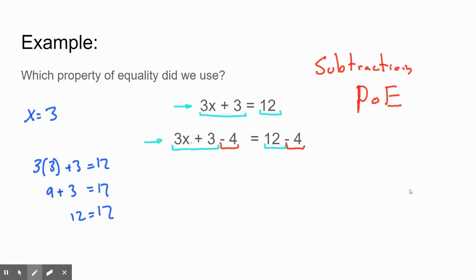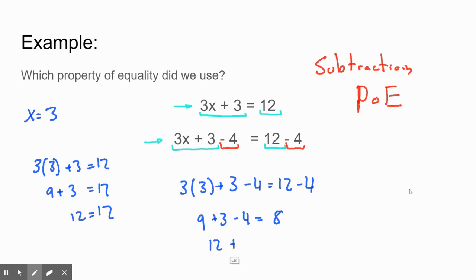Now, if we plug x is 3 into the second expression, it should still be true. It might not be the exact same values, but it should still be a true expression, and that's what we want to see. So I'm going to do a couple steps here. I'm going to do 3 times 3, which is 9. I'm also going to do 12 minus 4, which is 8. We know that 9 plus 3, oops, that should be a subtraction sign, 9 plus 3 is 12. 12 minus 4 is 8. So 8 is equal to 8.